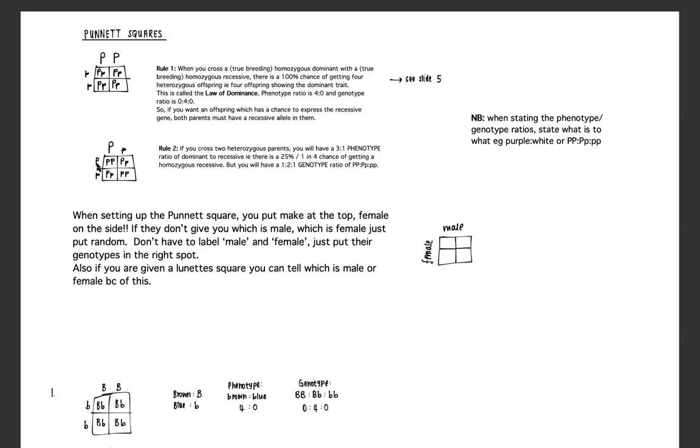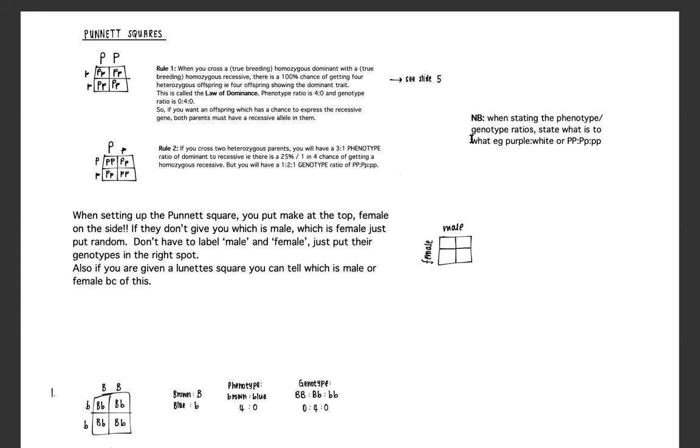The second rule is that if you cross two heterozygous parents, as you can see, this is why it's hard to use letters such as P. This is a capital P and this is a lowercase p. So these are both heterozygous parents. The rule is that if you cross two heterozygous parents, you'll have a 3 to 1 phenotype ratio of dominant to recessive, i.e. of purple to white. So there's a 25% chance of getting a homozygous recessive offspring. But your genotype ratio is 1 to 2 to 1.